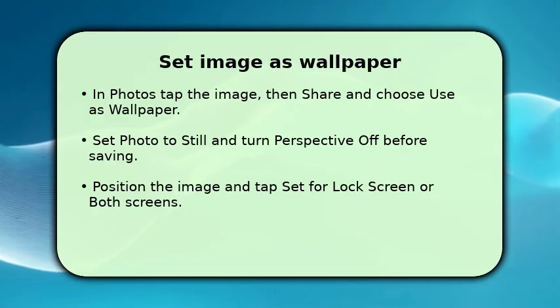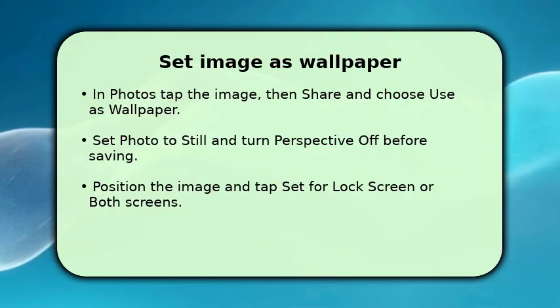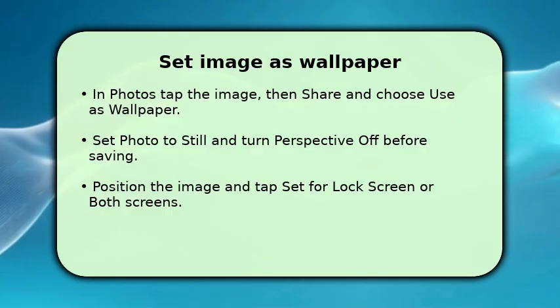Set the photo type to still and turn perspective off to prevent automatic zoom or motion. Choose Set and pick lock screen, home screen, or both, depending on preference. Check the result and adjust background or placement if you need a second iteration.